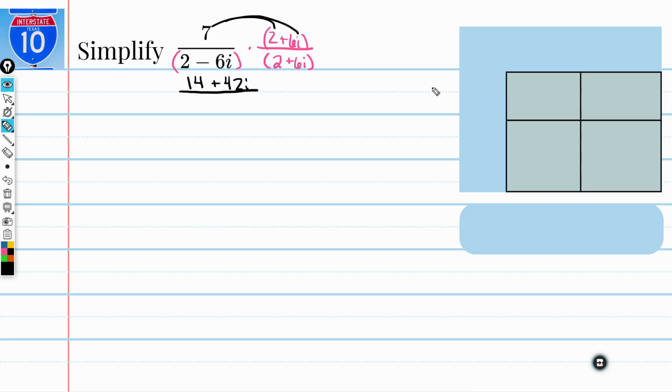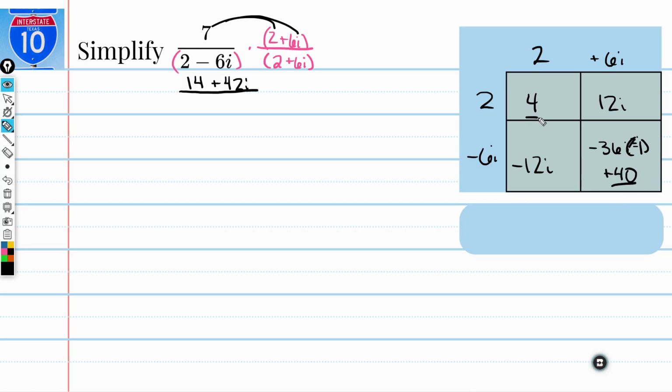To multiply the denominator, I'm going to go over here and use the box. 2 minus 6i and 2 plus 6i. 2 times 2 is 4. 2 times negative 6 is negative 12i. 2 times 6i is 12i. Negative 6i times positive 6i is a negative 36i squared. i squared becomes negative 1. So negative 36 times negative 1 is a positive 36.